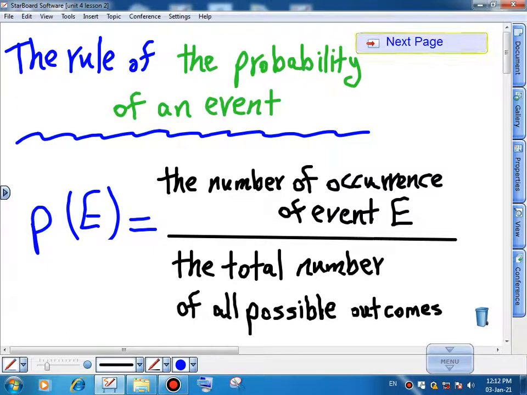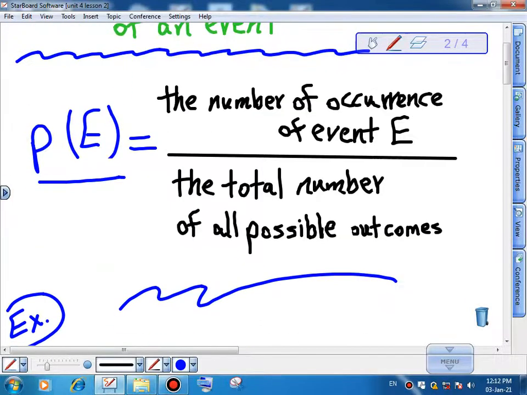Next one, the rule of the probability of an event. This is the rule of the probability of any event. P of E. What's the meaning of this symbol? P comes from probability, and E comes from event, probability of any event. Okay? This is the symbol of this rule.